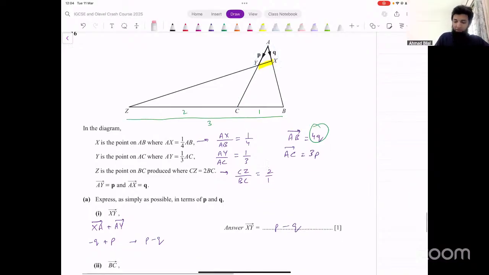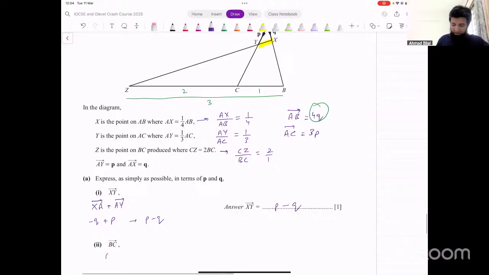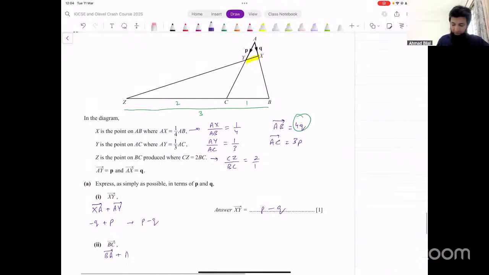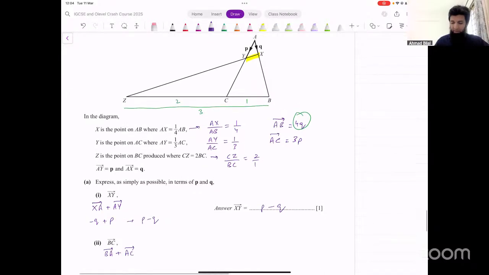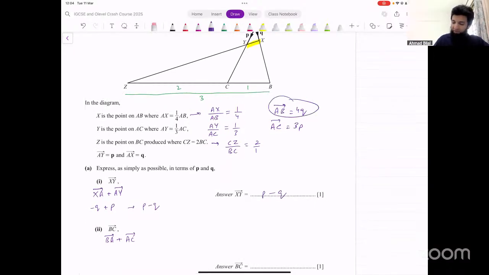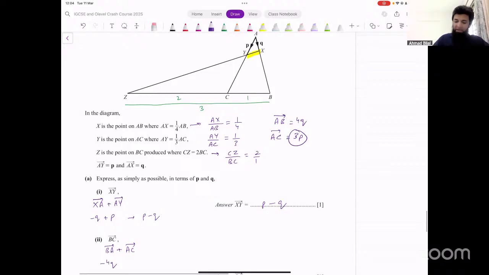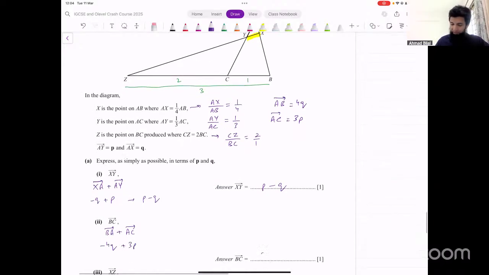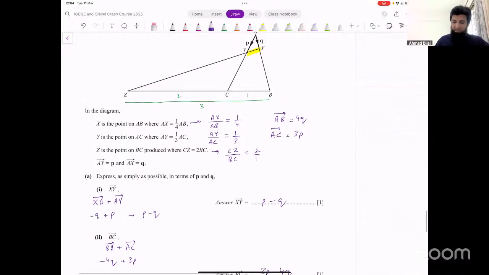Okay, that's the path that we can follow. So BC can be written as BA, that we go from B to A, and then we go from A to C. All right. And now what's BA? BA is negative of AB, right? What would that be? Minus 4Q. And then AC is 3 times P. And that's the vector BC that we were looking for. That's 3P minus 4Q. That's BC vector.